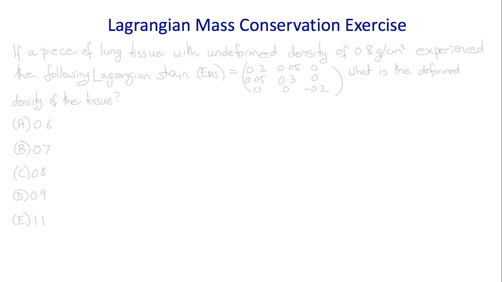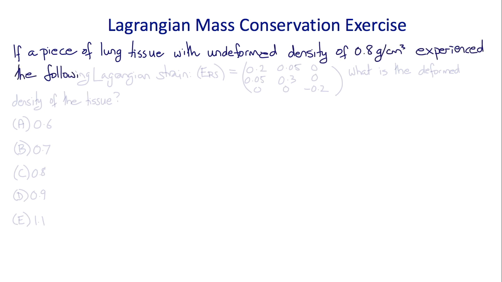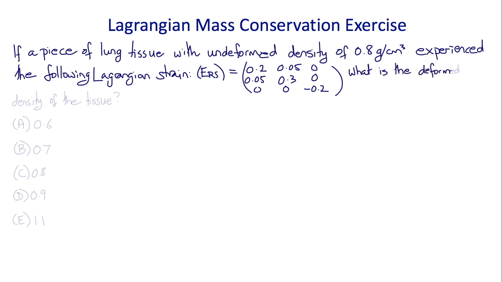Let's do an exercise making use of the Lagrangian form of mass conservation. If a piece of lung tissue has an undeformed density of 0.8 grams per centimeter cubed and experiences the following Lagrangian strain field, what is the deformed density of the tissue? Is it A 0.6, B 0.7, C 0.8, D 0.9, or E 1.1?